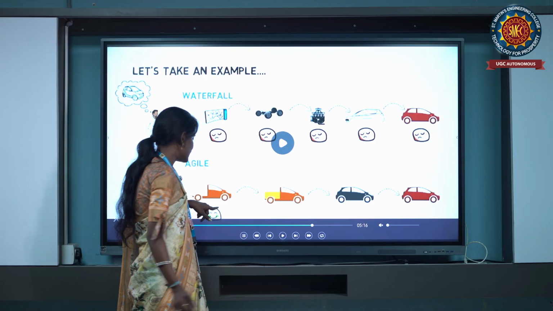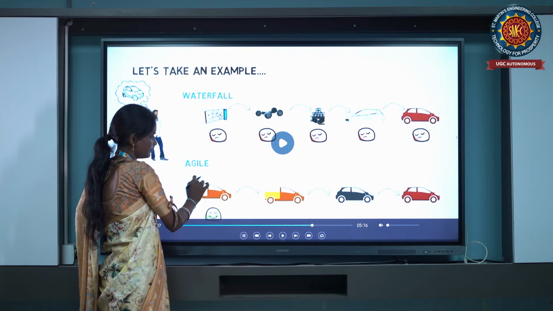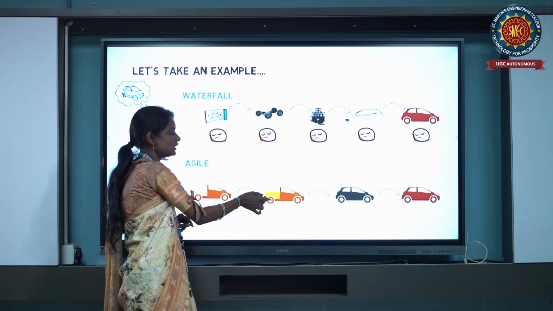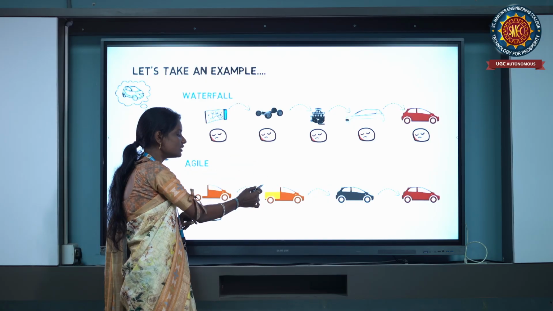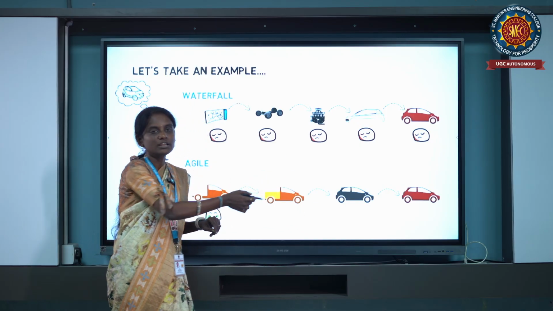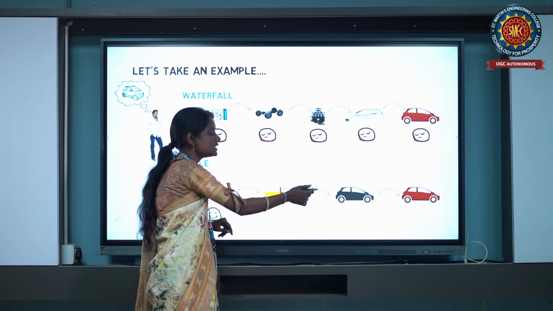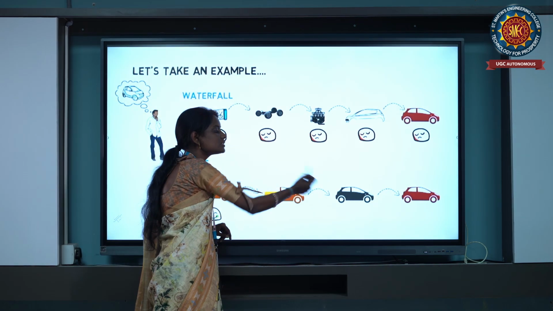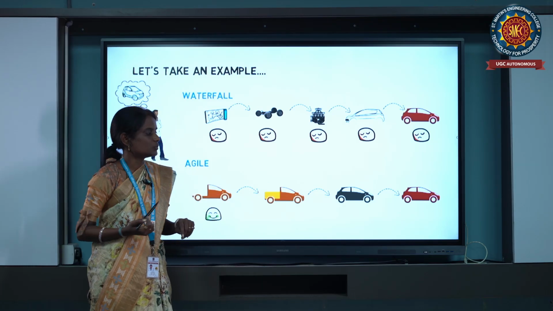In the first stage, while developing the first wheels, we get the update from the customer, then it is improved with some color or the engine. Then we again get an update from the customer, they ask for the color or any changes they need, and then we make the changes to the car.